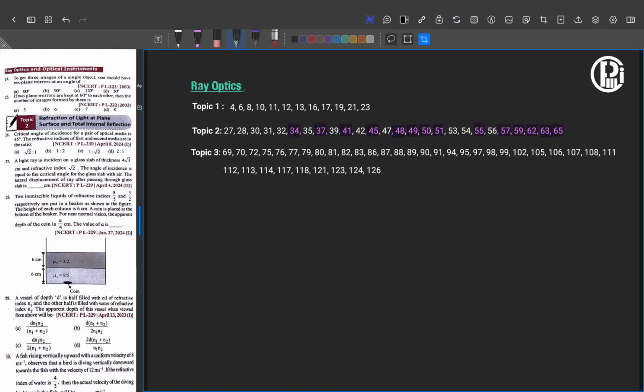So the first question here is question number 27. Question number 26 is easy. Question number 27 is all about a glass slab.